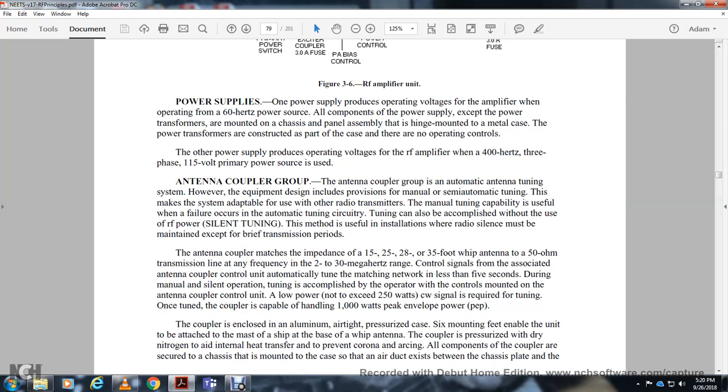The antenna coupler group. The antenna coupler group has the automatic antenna tuning system. However, the equipment design includes provision for manual and semi-automatic tuning, which makes the system adaptable for use with other radio transmitters. The manual tuning capability permits use without the automatic tuning circuit. The tuning is accomplished without the use of radio frequency, so radio silence must be maintained during the tuning period.